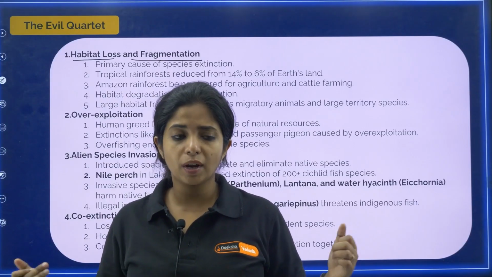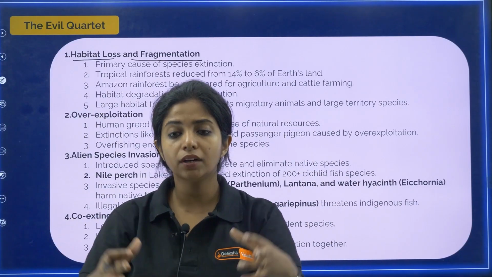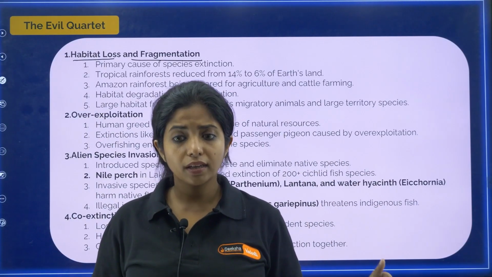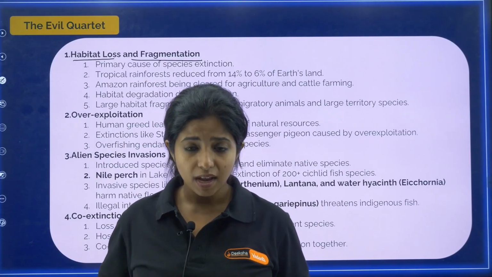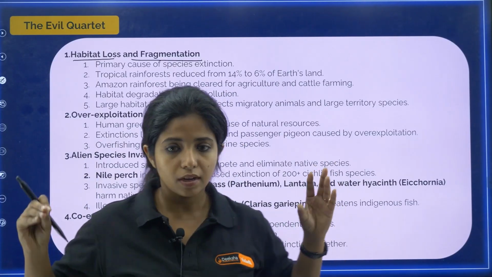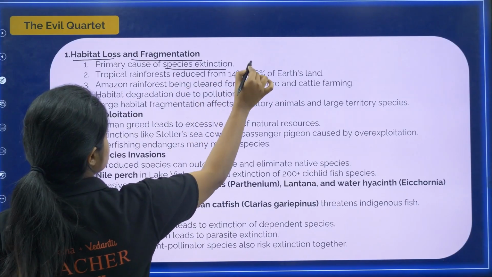And also fragmentation. Fragmentation means basically what? Big areas I am cutting into different parts and separating it. Over here again, I am disturbing the ecosystem, and this is going to cause what? Huge trouble. So one is that. So the primary cause of species extinction is this.